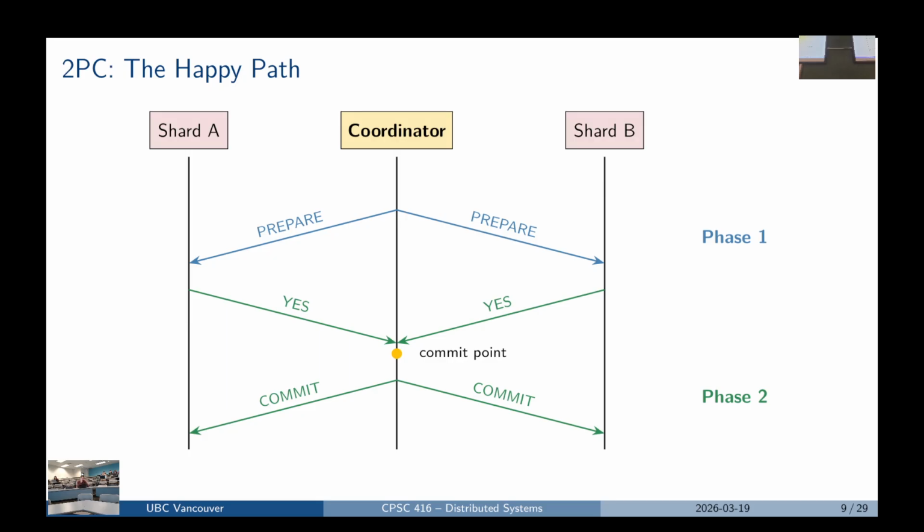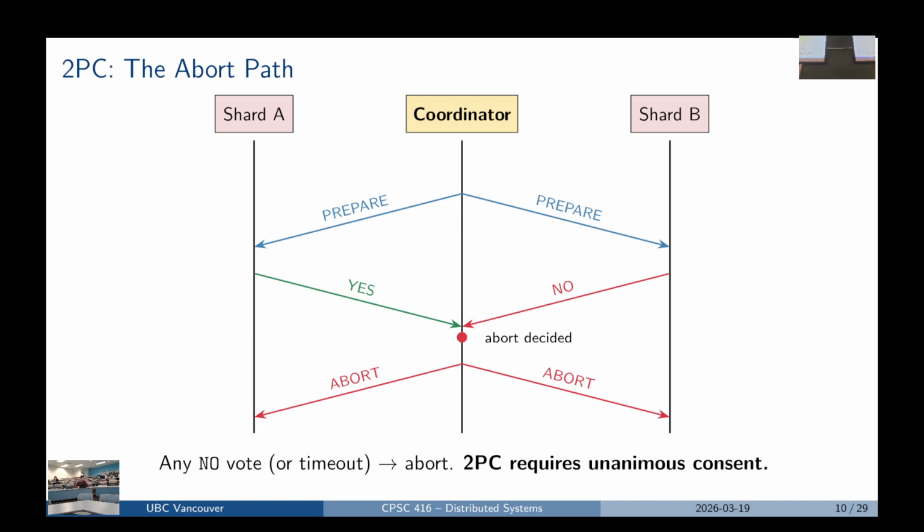So this is the happy path. We start here. Our coordinator sends out prepare messages to both of the shards. The shards both say, yeah, I'm ready. I got everything. I'm prepared. And then the coordinator says, okay, you're done. Commit. That's all it takes. But what could possibly go wrong here?